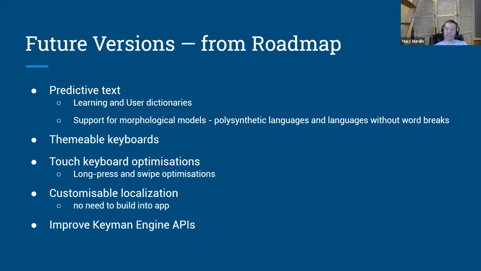For going on further, I'm going to go really quickly through this because it's now very amorphous. We want to add predictive text learning and user dictionaries. And very importantly for Africa and North America and Australia and in fact most of the world, we want support for morphological models. So polysynthetic languages, languages without word breaks, languages which glue words together and make them very long. None of those work particularly well right now in Keyman 14, and we want to make that work better.